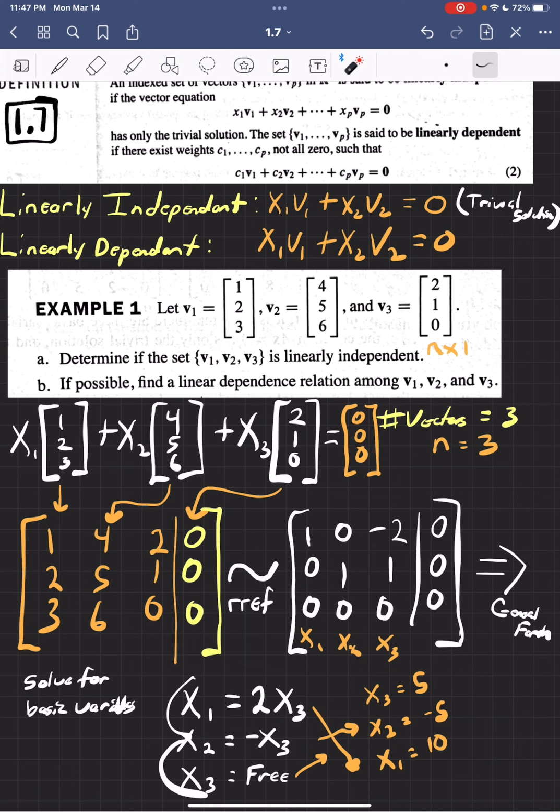So, determine if the set of these 3 vectors is linearly independent. Well, the answer is no. They are not linearly independent. If they were, then only 0, 0, 0 would have worked. So this is not linearly independent.